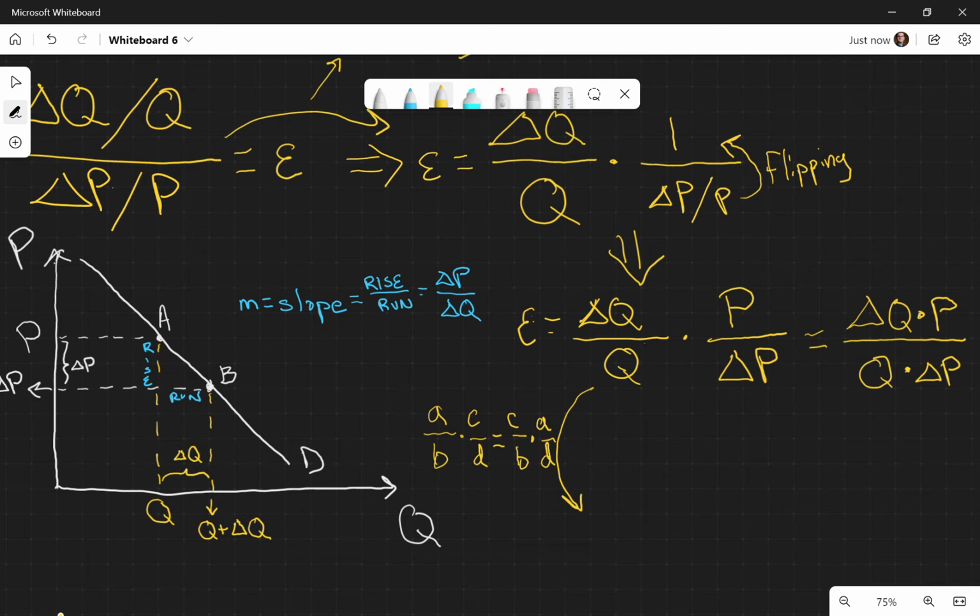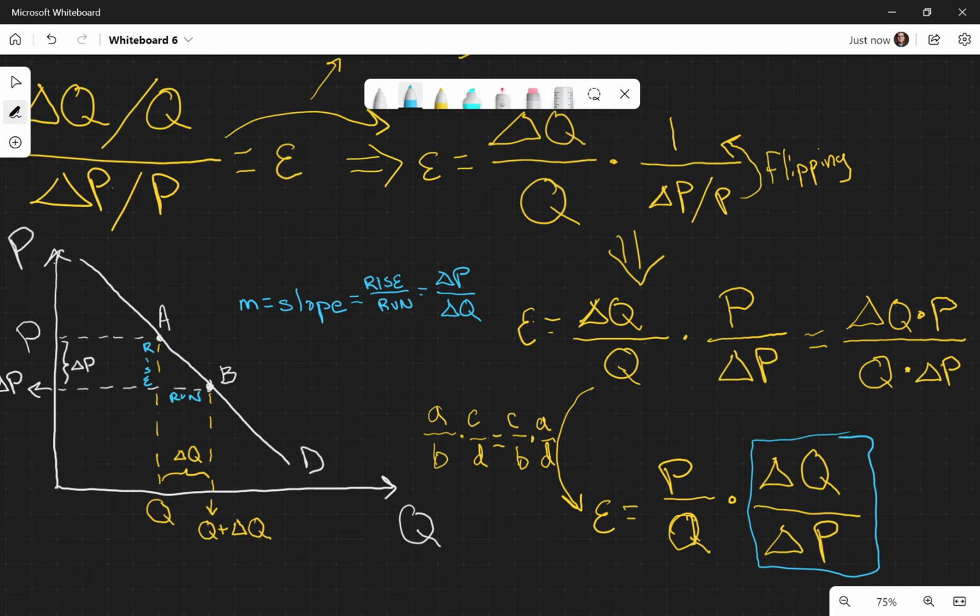So now we're going to have E is equal to P over Q times delta Q, because now my delta Q is going over here, over delta P. And now seeing delta Q over delta P, that should raise a red flag, raise a little alarm for us. Because why? That is the inverse of my slope.